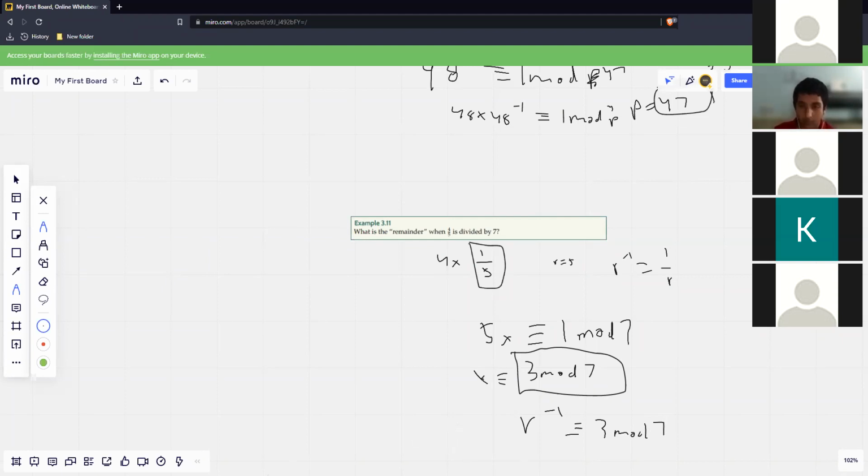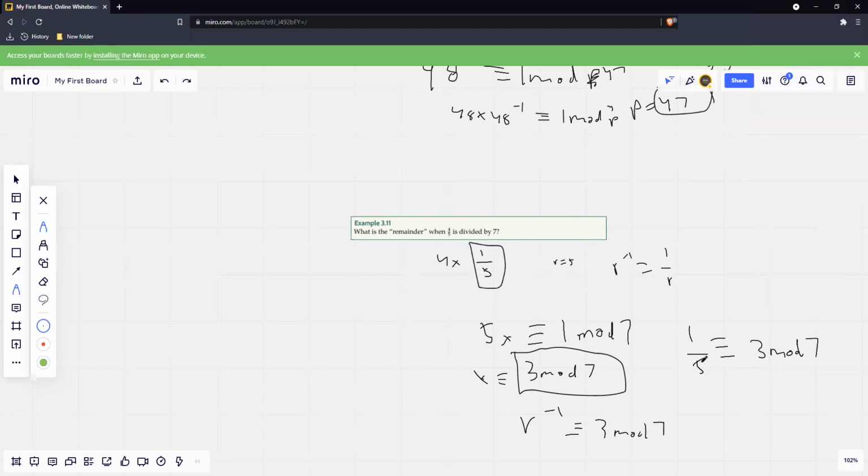Okay, let's see if I'm not making any mistakes. So basically, r to the power of -1 is equal to 1 over 5. 1 over 5 is congruent to 3 modulo 7, and that's a true statement. What if we multiply both sides by 4? Because we want to change it back, right? So that means 4 times 1 over 5 is equal to 4 over 5, and congruent to 4 times 3, which is equal to 12 modulo 7.